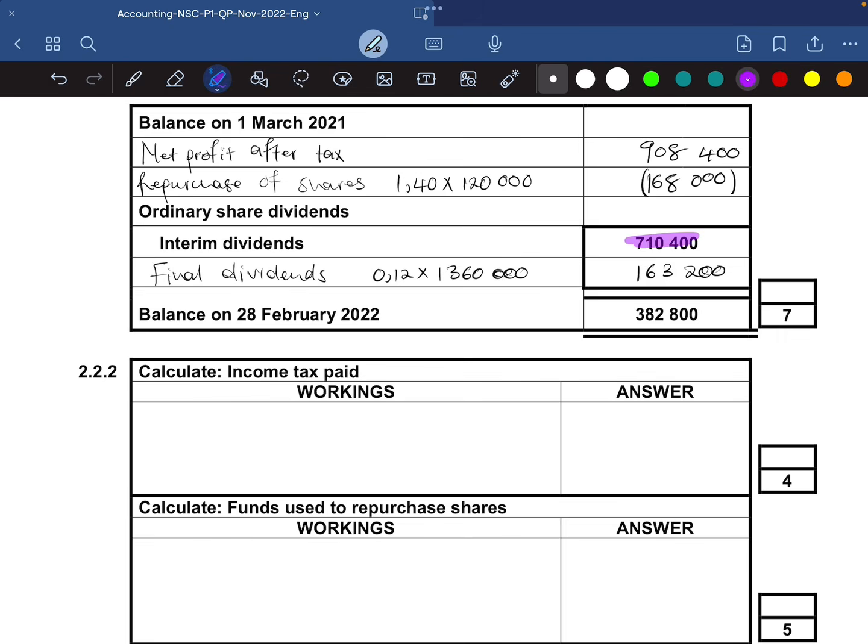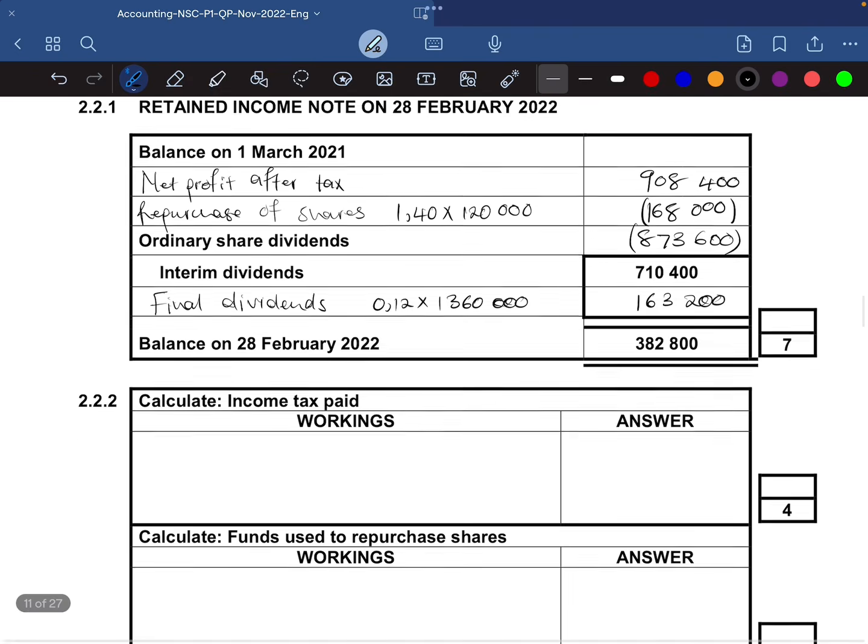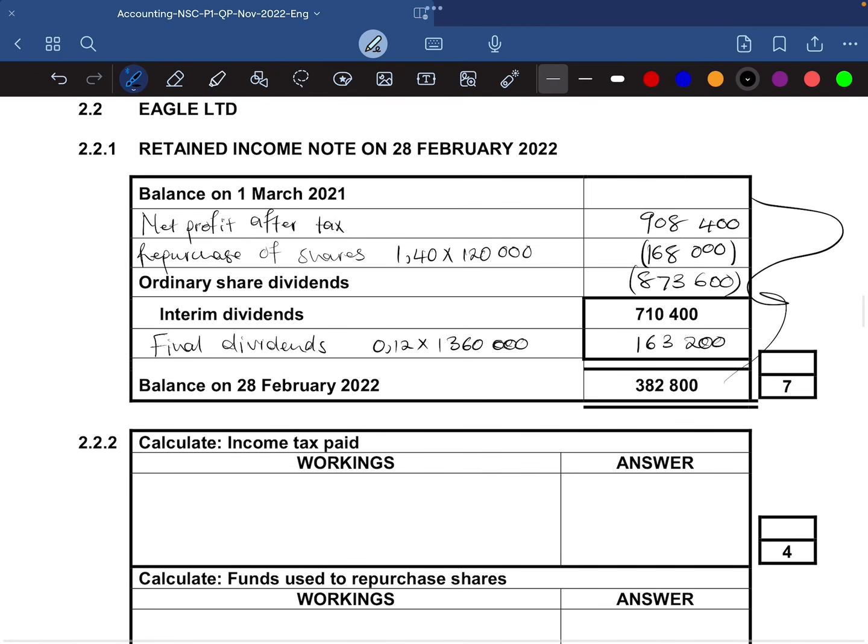Now you just quickly add the two amounts there. What you add is this and that to get this amount: 710,400, and that is 873,600 in brackets. Now we can always work our way up to find our balance at start. Then that's 382,800 plus 873,600 plus 168 minus 908,400.